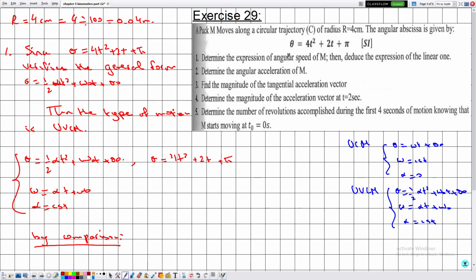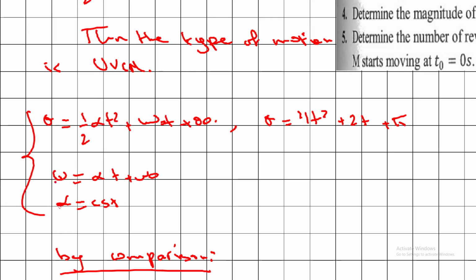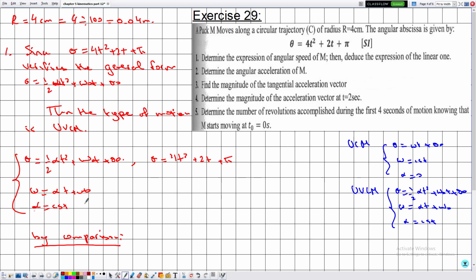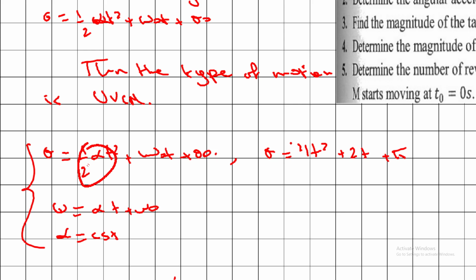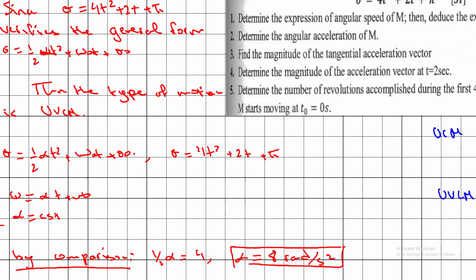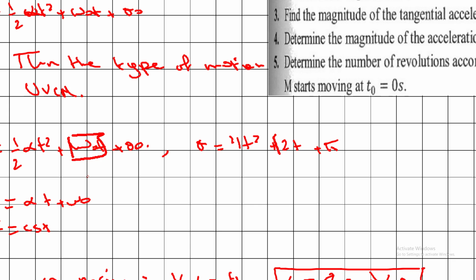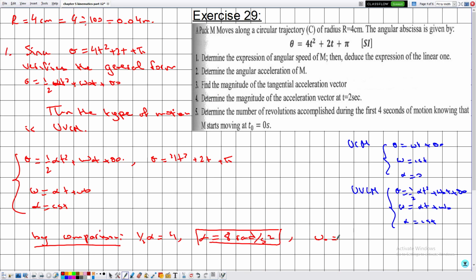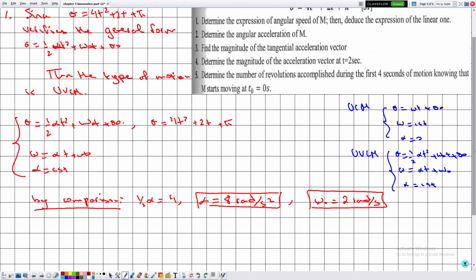if you are interested in determining the expression of the angular speed, which is omega, we need to find alpha and omega 0. Comparing quadratic terms, we find that half alpha is equal to 4, which means alpha is equal to 8 radians per second square. Now comparing linear terms, we see that omega 0 is equal to 2 radians per second. In this case, the general expression of the angular speed as a function of time is given by omega is equal to 8t plus 2.